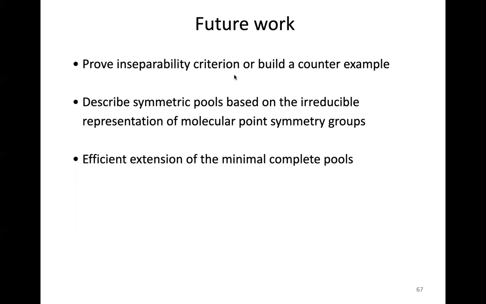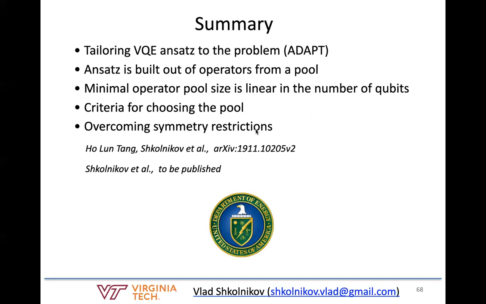So for every molecule, we would say, okay, we have the molecule, it has some symmetries, and then based on the symmetries, we can say which pool we have to choose. And also another direction that we work in is an extension of the minimal complete pool. In some sense, a minimal complete pool can already explore enough of the Hilbert space to give us a ground state, but maybe it would do it much faster if we add some number of operators to it. So what would be an efficient way to extend these minimal complete pools to get to the ground state faster? And with that, I would like to leave you with my summary, and I would be happy to answer your questions if you have some.